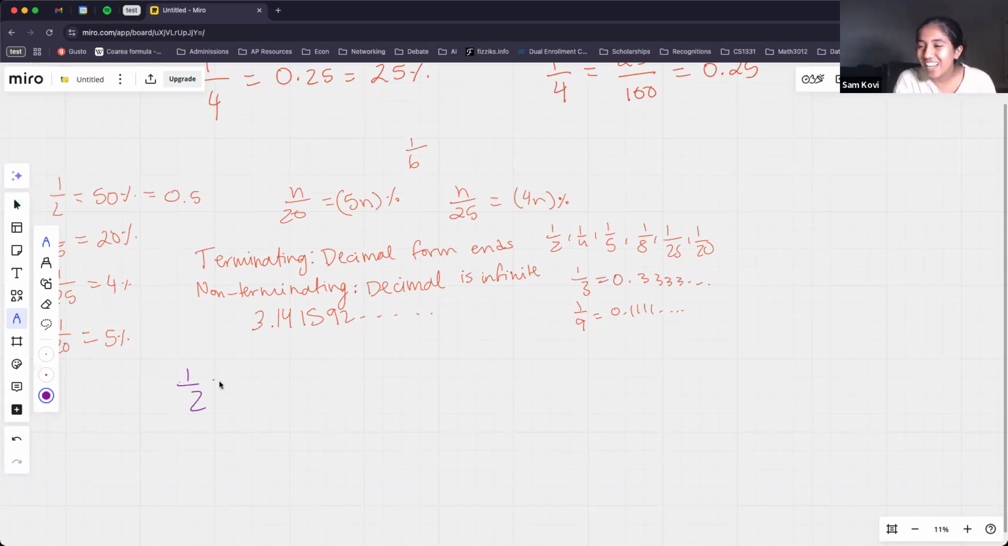Okay, so 1/2, I can multiply both sides by 50, and I get 50 over 100. And remember, anytime we have 100 in the denominator, we can just move over two decimal places. So I get 0.50. So that's how we're able to convert.